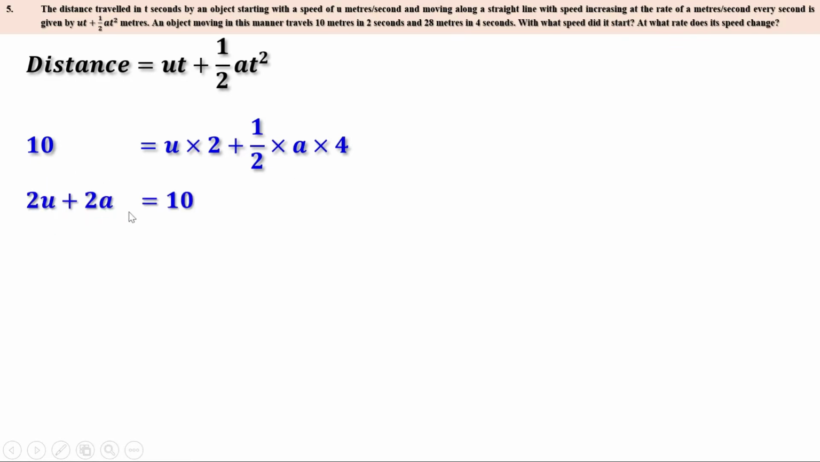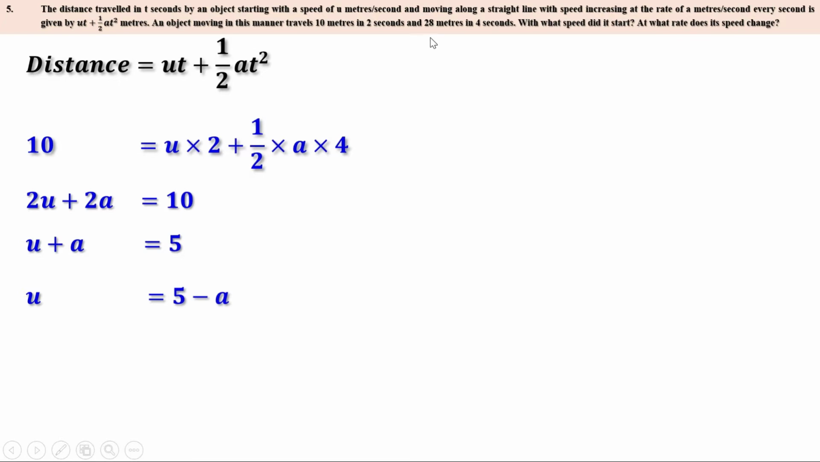All these terms can be divided by 2. So when we divide this equation by 2, we get a simpler equation. So let us divide all the terms by 2. Then we can write u plus a equal to 5. Let me take a on the other side. Then we can write u equal to 5 minus a.